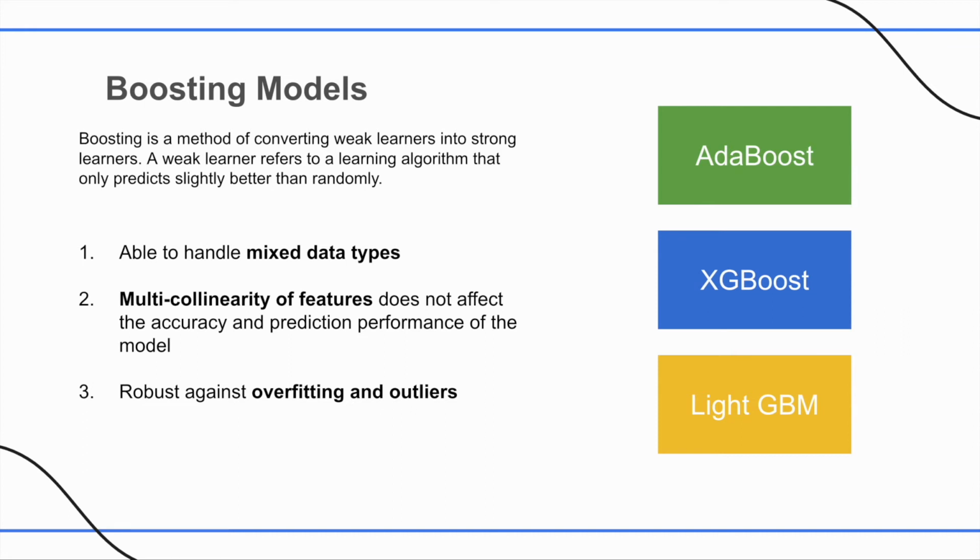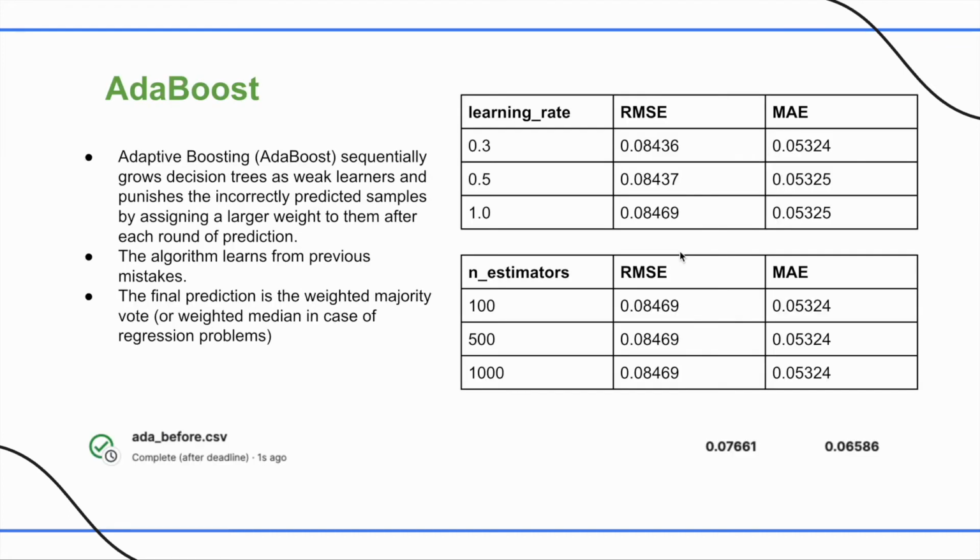Our evaluations will be based on these three models: AdaBoost, XGBoost, and LightGBM. Adaptive boosting sequentially grows decision trees as weak learners and punishes the incorrectly predicted samples by assigning a larger weight to them after each round of prediction. The algorithm learns from previous mistakes.